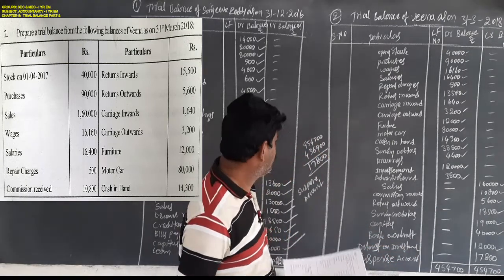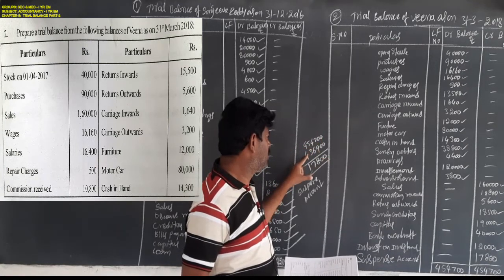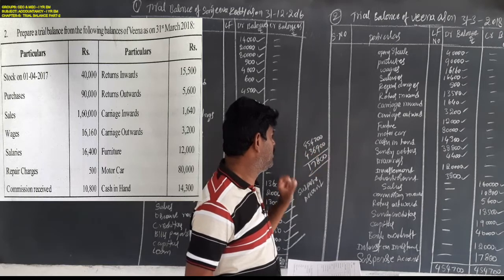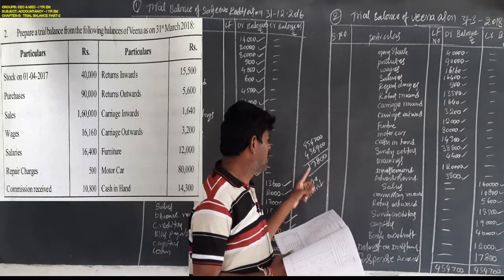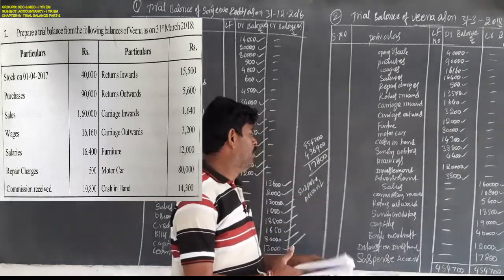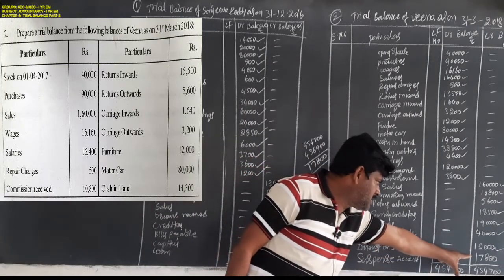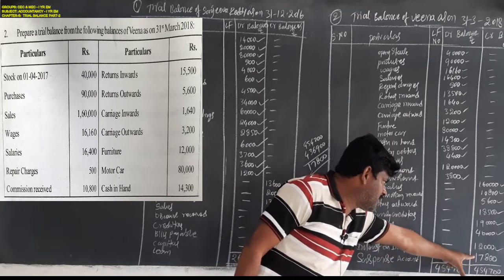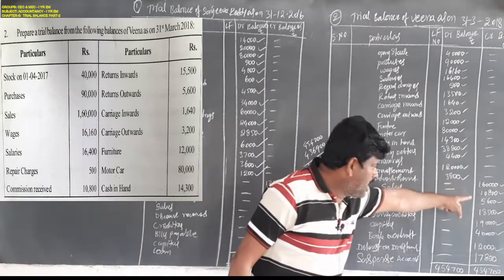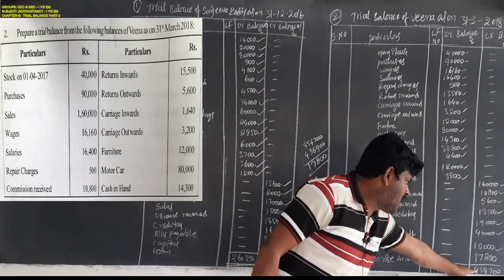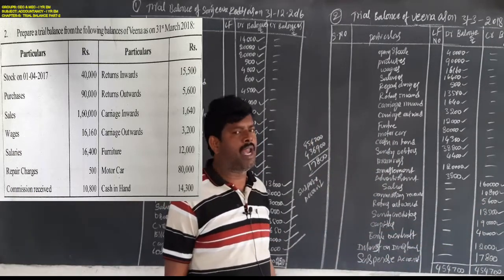So in this problem, debit total is 4,54,700 rupees and credit total is 4,36,900 rupees. The difference is 17,800 rupees shortage on the credit side. So we must mention suspense account on the shortage side. The difference amount of 17,800 rupees you have to write here only. Then the credit total is also equal to 4,54,700 rupees. This is the way to prepare a trial balance.